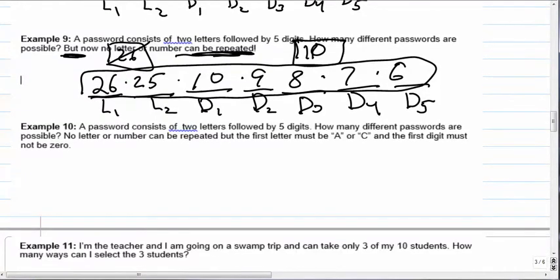Now here's 10. This one's a little bit different. My password's going to have, again, you stop the video, okay? Because I'm just trying to save time here. You stop the video and read the problem, all right? And then start the video again. So, again, I'm picking a password.